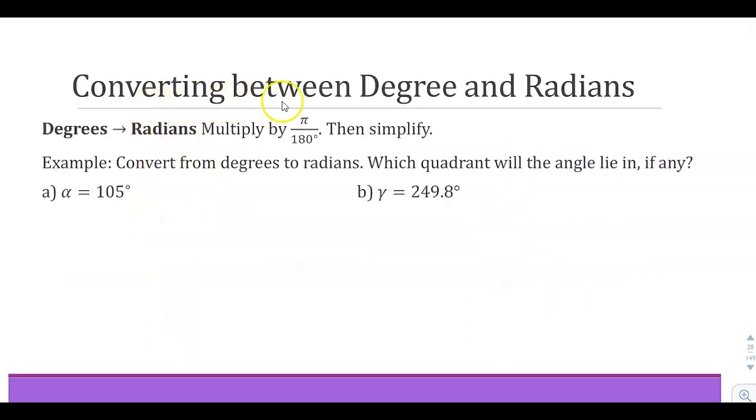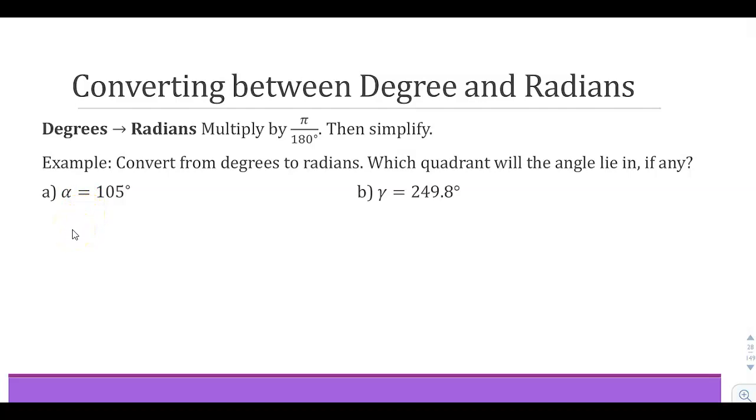So now let's see how to convert between degrees and radians. So we'll start by converting degrees to radians, and to do that we multiply by pi over 180 degrees, and then we simplify. And the reason we can do this, we can multiply by this, is because this is basically 1. Remember, pi is equal to 180 degrees. But we'll see what happens. So convert from degrees to radians. Which quadrant will the angle lie in, if any?